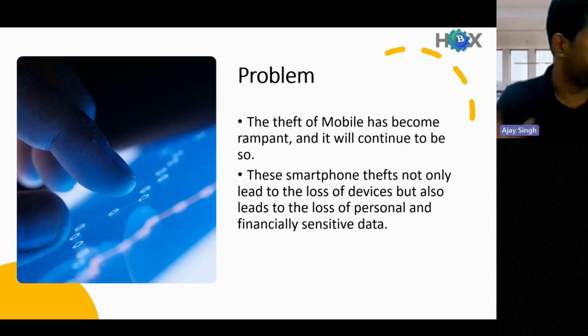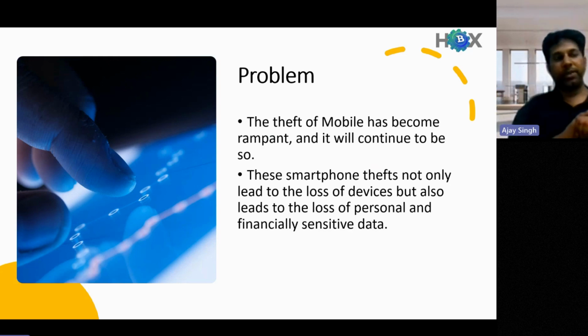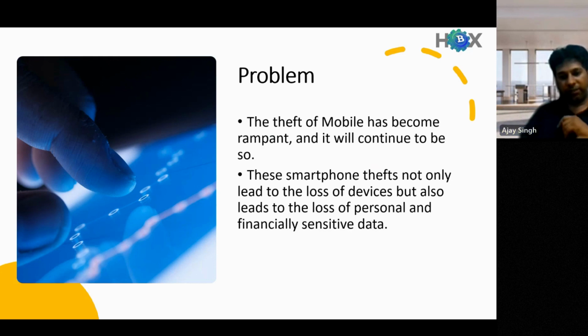So the problem statement which we are dealing with today is how to stop mobile theft or IoT theft, which is becoming very rampant. That theft is not only causing financial loss in terms of the device. These devices also contain a lot of personal information. These devices also contain a lot of financially sensitive information. So that is the overarching problem statement.